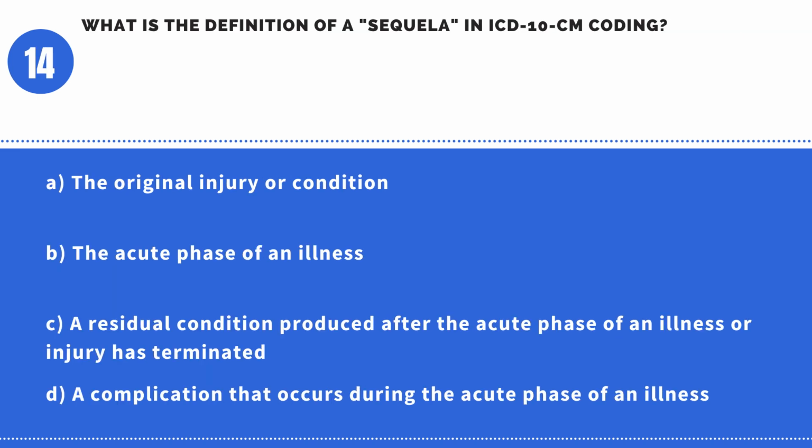Question 14. What is the definition of a sequela in ICD-10-CM coding? A. The original injury or condition. B. The acute phase of an illness. C. A residual condition produced after the acute phase of an illness or injury has terminated. D. A complication that occurs during the acute phase of an illness.